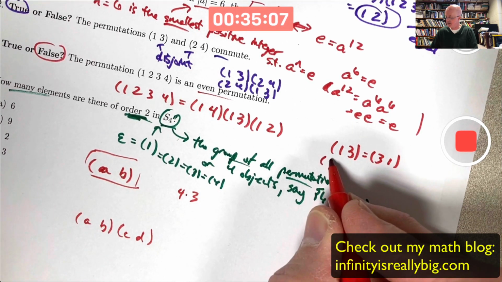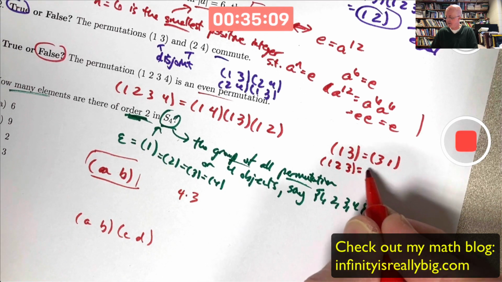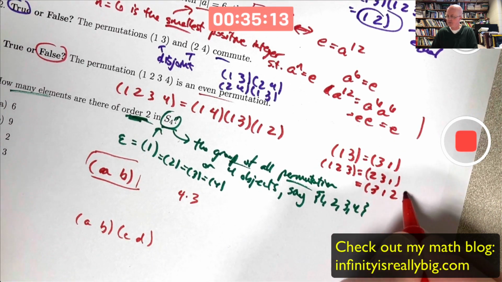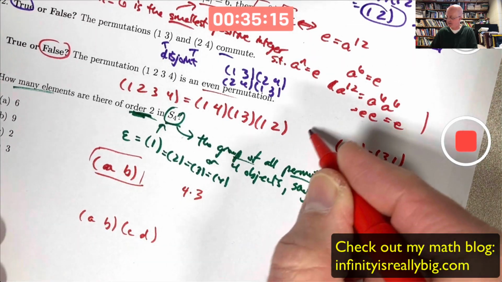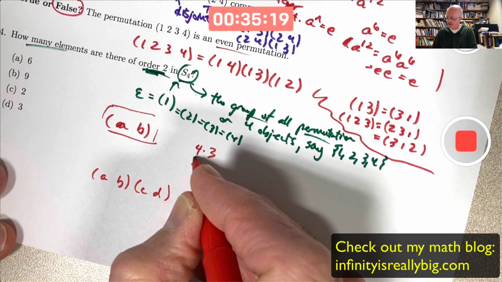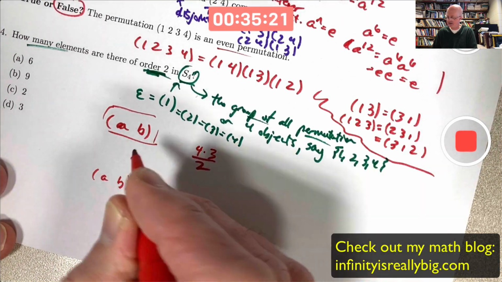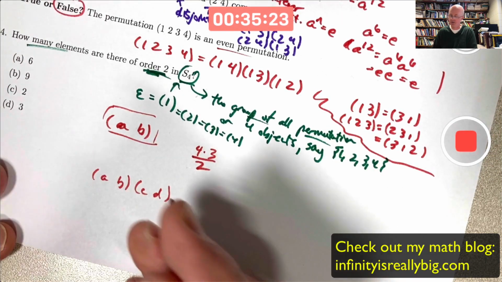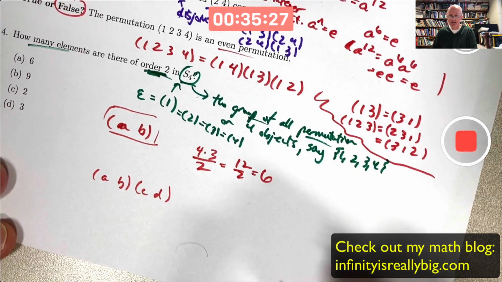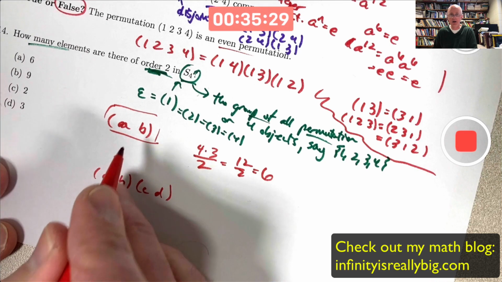In fact, with 3 cycles, if you have (1 2 3), you can also write that as (2 3 1), and you can also write that as (3 1 2). Those are 3 different ways to write the same 3 cycle. This is just a separate comment here. Because of that, you have to divide by 2, because for each 2 cycle there are 2 ways to write it. 12 over 2 is 6. That's the total number of 2 cycles, and they all do have order 2.